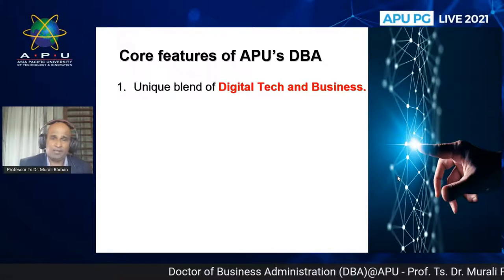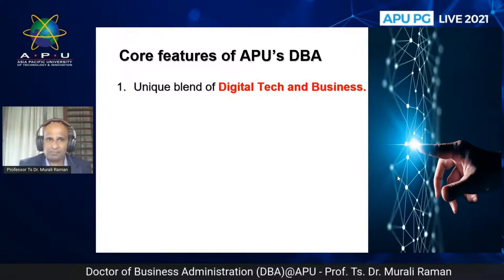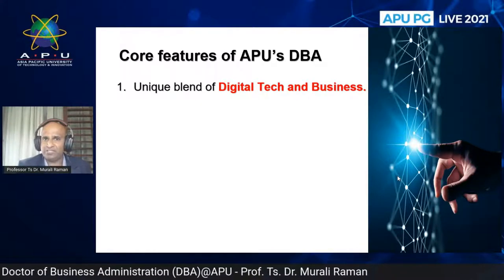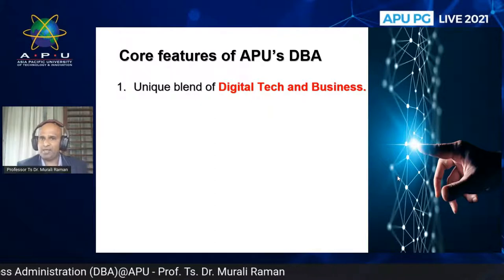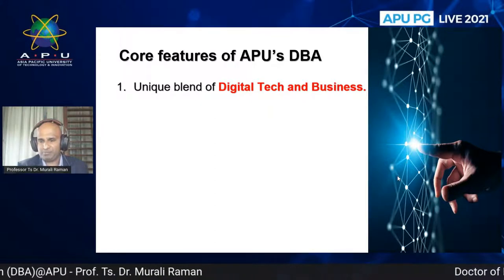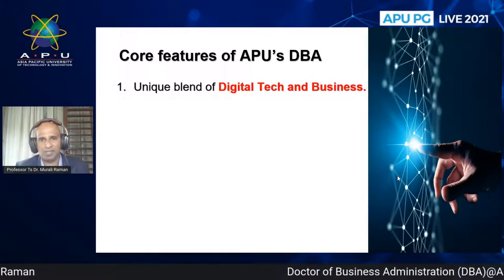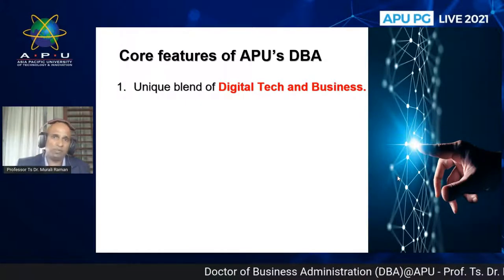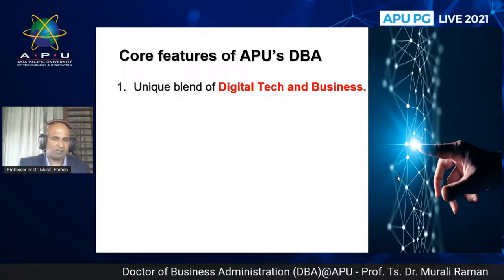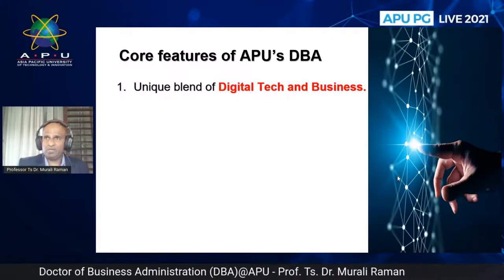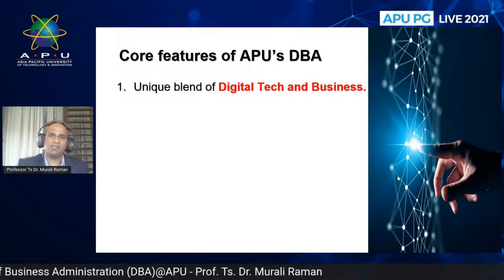Some of the core features of APU's DBA: it offers a unique blend of digital technology and business. This is where APU is very proud. If you look at APU, we position ourselves as a leader in terms of the fourth IR and beyond. Now we've been looking at the fifth industrial revolution, and we are positioned very strongly in that space in the industry.